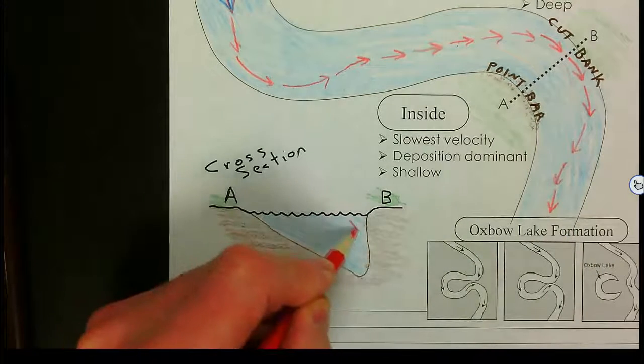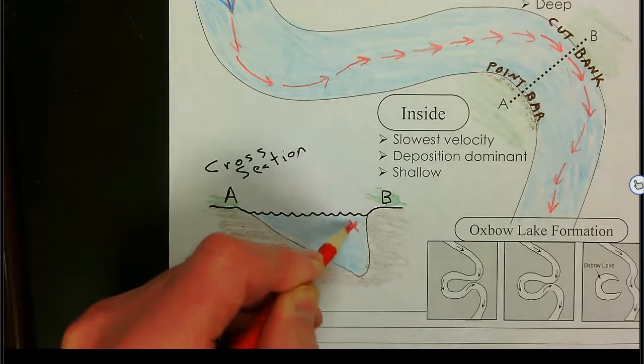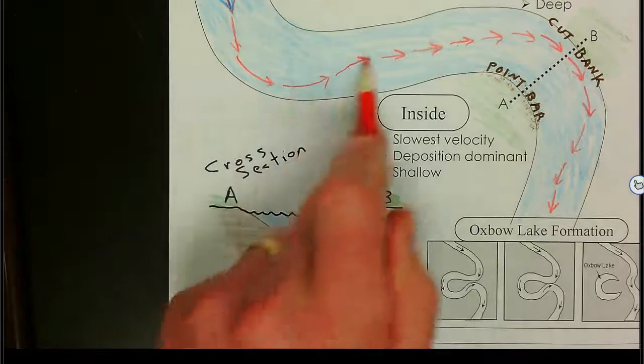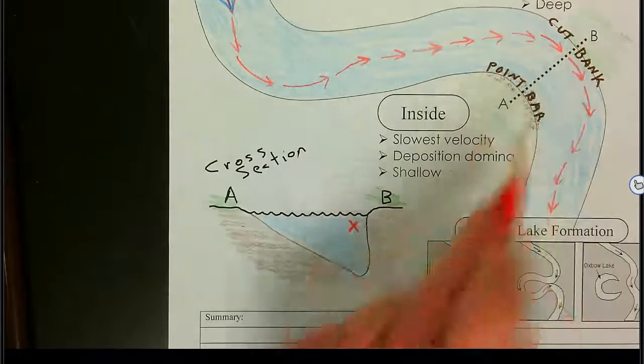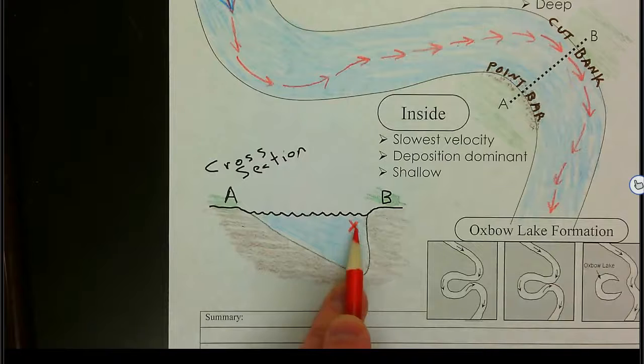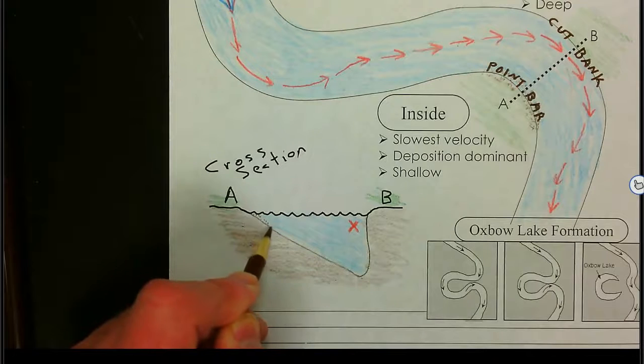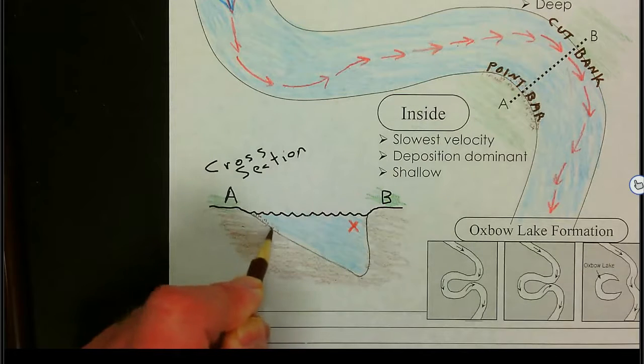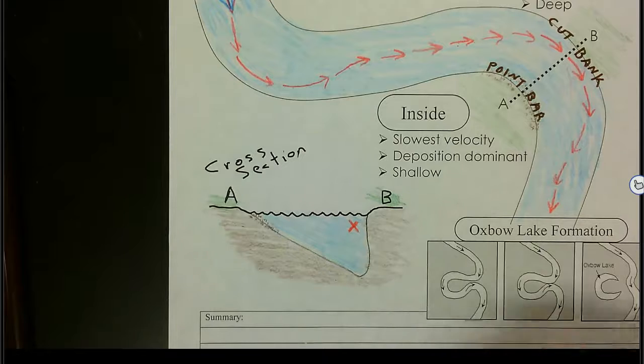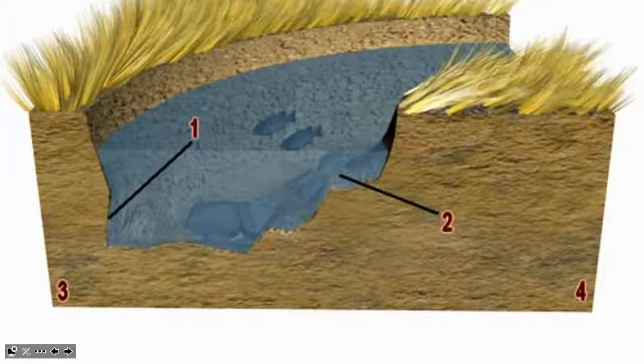The fastest water, remember, is where it's the deepest, just a little below the surface. Fastest water, that red right there, is closer to B than it is to A, because that's where it's moving really fast. That's where the erosion happens. This material is being taken away. At the point bar, this is where it's going slow. We're going to see material fill up over here. So that's why it's going to be shallow on that side. Here we can see a diagram that shows us a cut bank at location 1. That's where it's going to be the deepest.